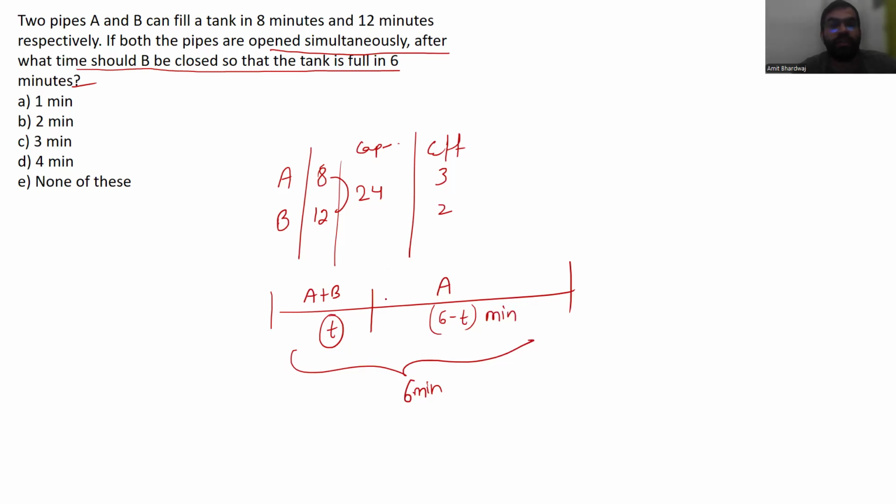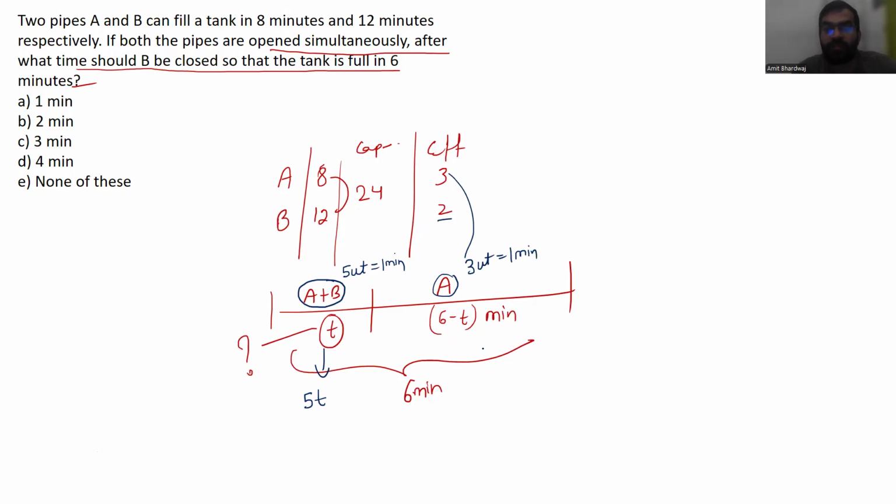Now the question is, you need to find out the value of T. So what can we do here? Very interesting question. You will say they together can fill how much in 1 minute? It is 5 units, right? So in T minutes, they both can fill 5T. In the same manner, A can fill how much in 1 minute? Obviously 3 units.